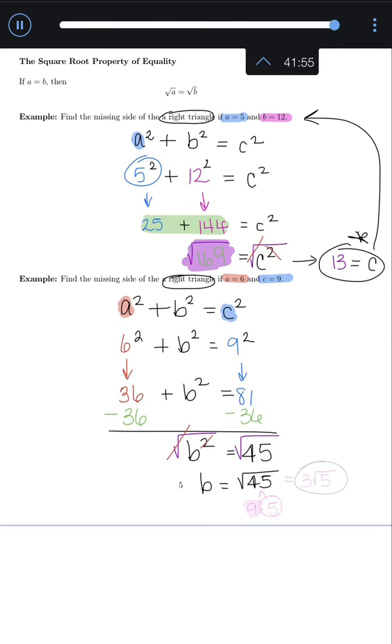The problem is we can't leave that the way it is. We can break down the 45 into something that we can take the square root of. 45 can be rewritten as 9 times 5. The square root of 9 is 3. And the 5 we can't do anything with, so that will have to stay inside of the square root. So our final answer for this one is 3 square roots of 5.